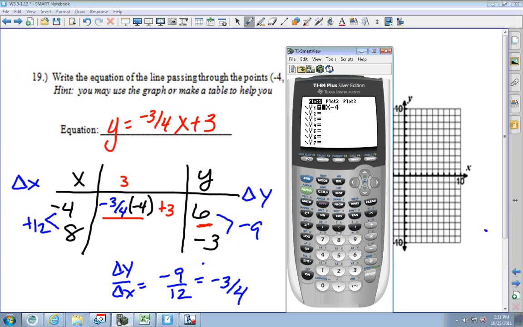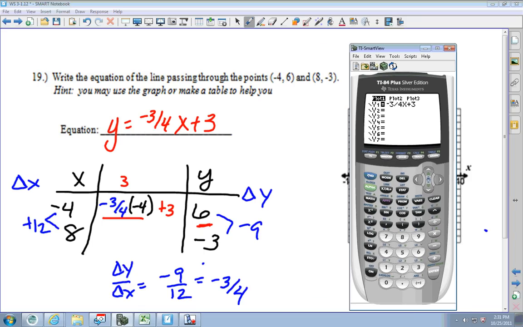To check it, you go in the calculator, put in there negative 3 divide 4, x plus 3. Now, check and see if those points are in there. Let's go second graph. And negative 4, let's go to negative 4 and 6. Yep, it's in there. Alright, so now I'll go down to 8. 8 and negative 3. Sure enough, I got it right.